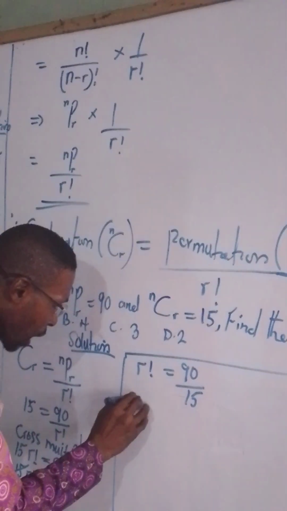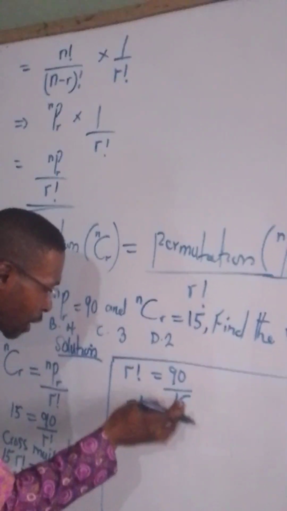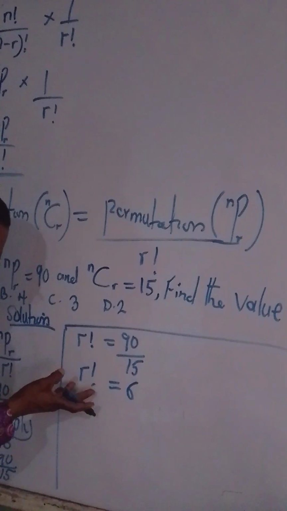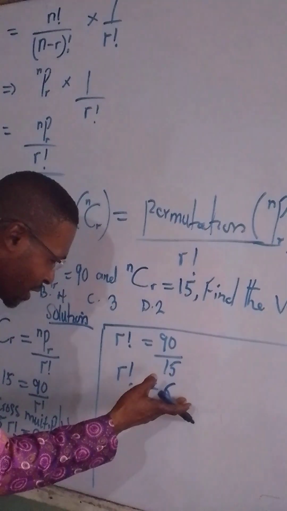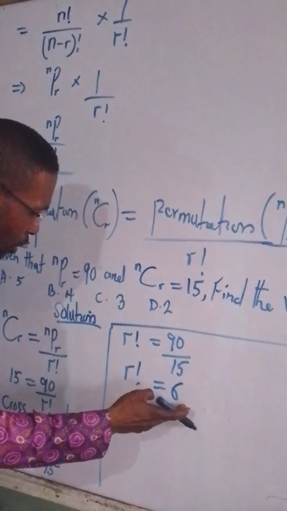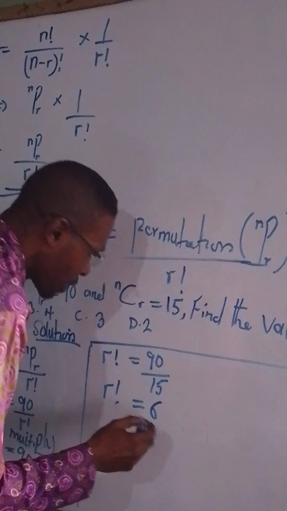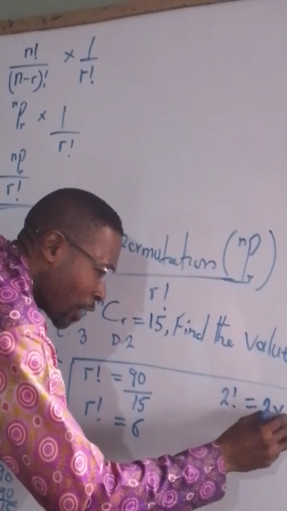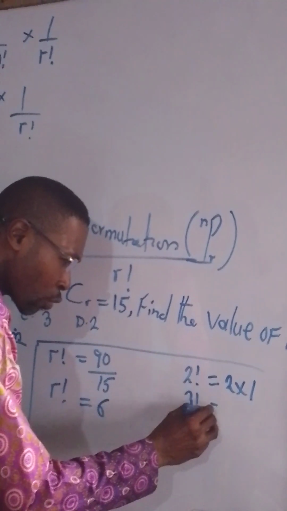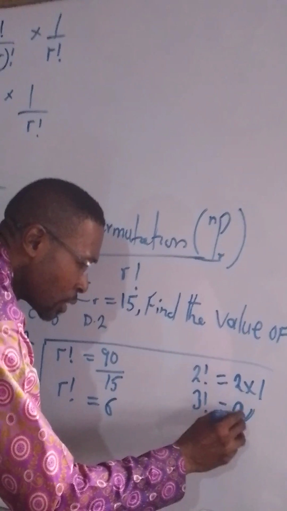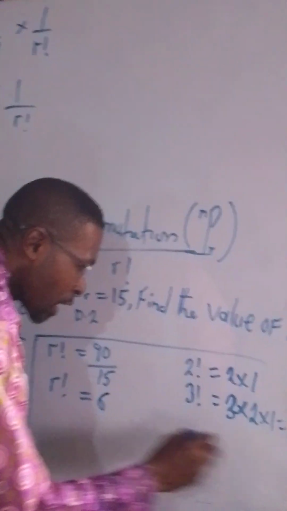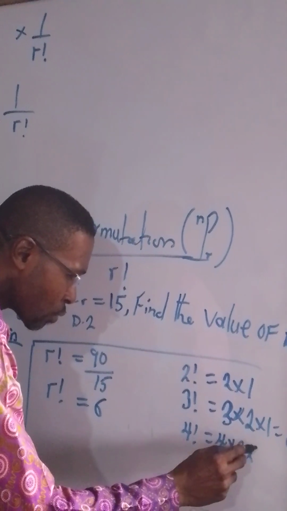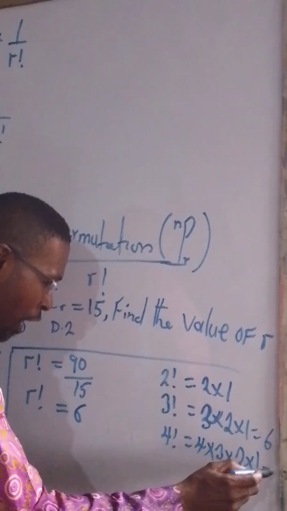From here, 90 divided by 15 is going to give us 6. Are you with me? Now, this is r factorial, but this is 6. You have to combine this back to its own factorial. For instance, when they give you 2 factorial, it's equal to 2 times 1. And when they give you 3 factorial, it's equal to 3 times 2 times 1, which is 6. And when they give you 4 factorial, it's equal to 4 times 3 times 2 times 1. Anything they give you, that is your answer.